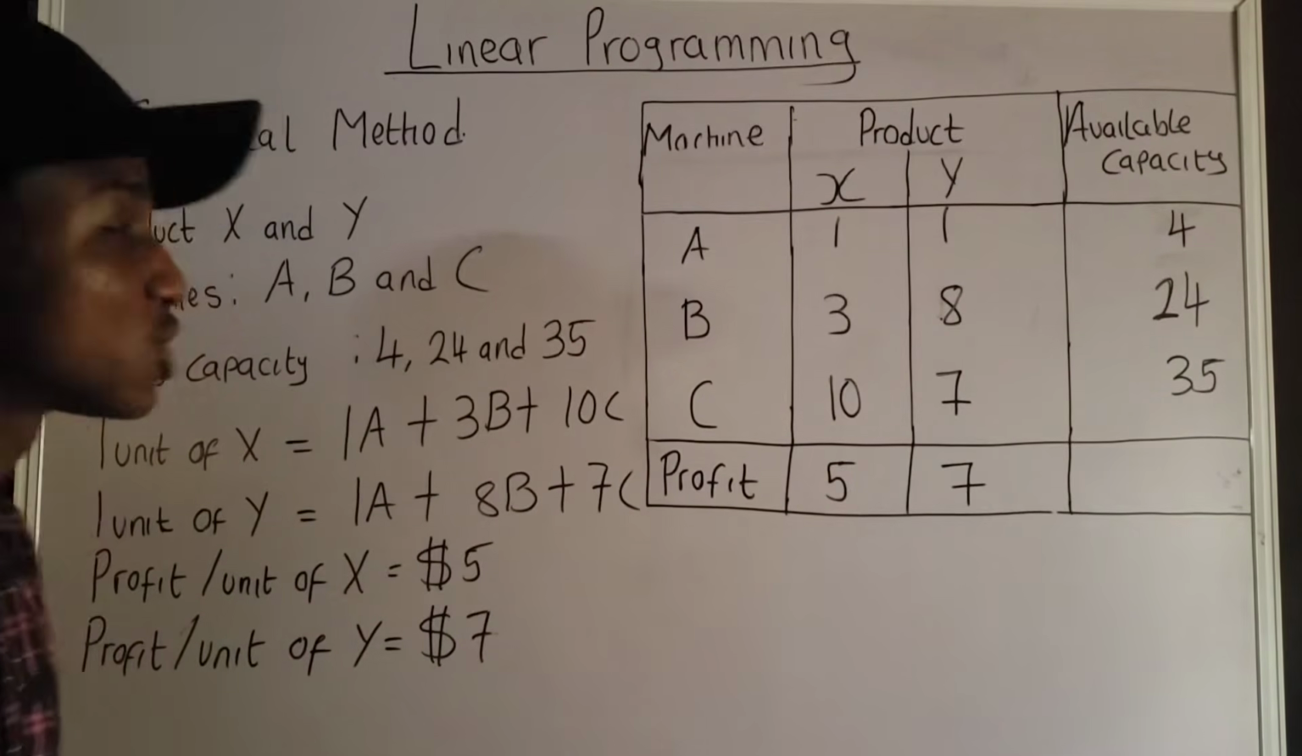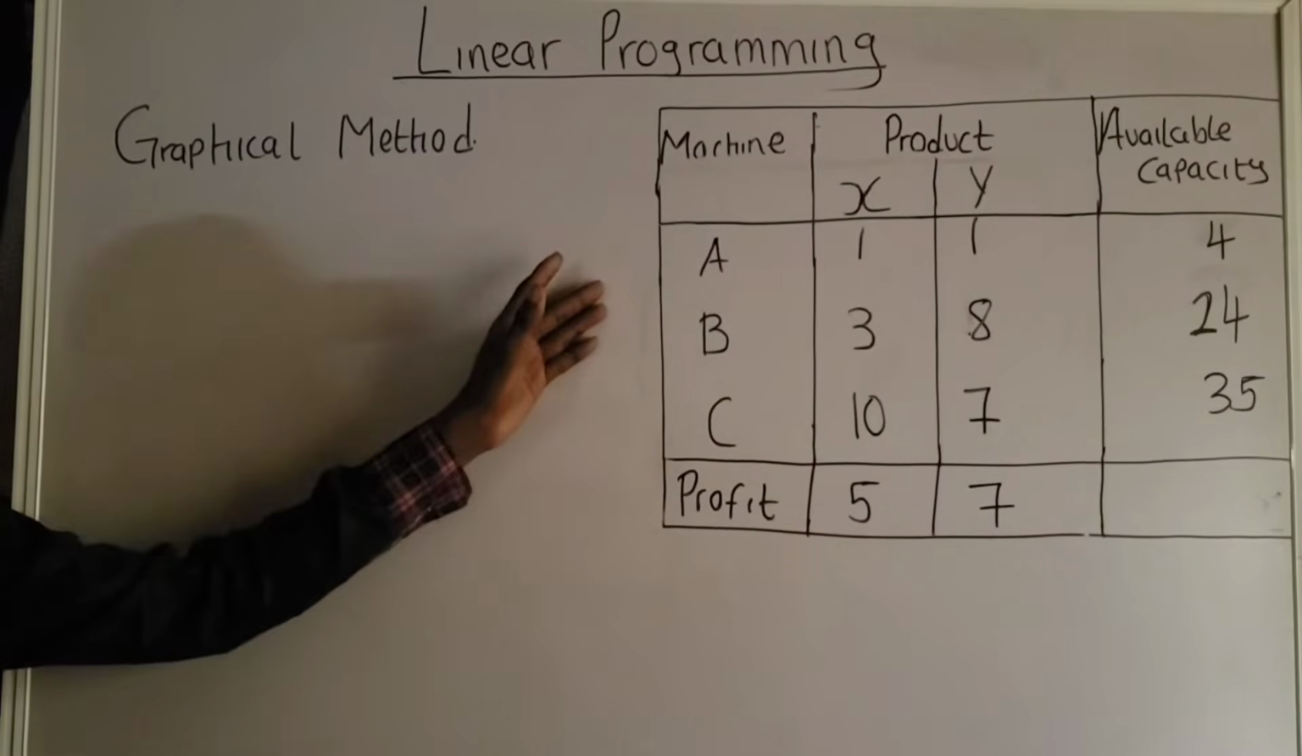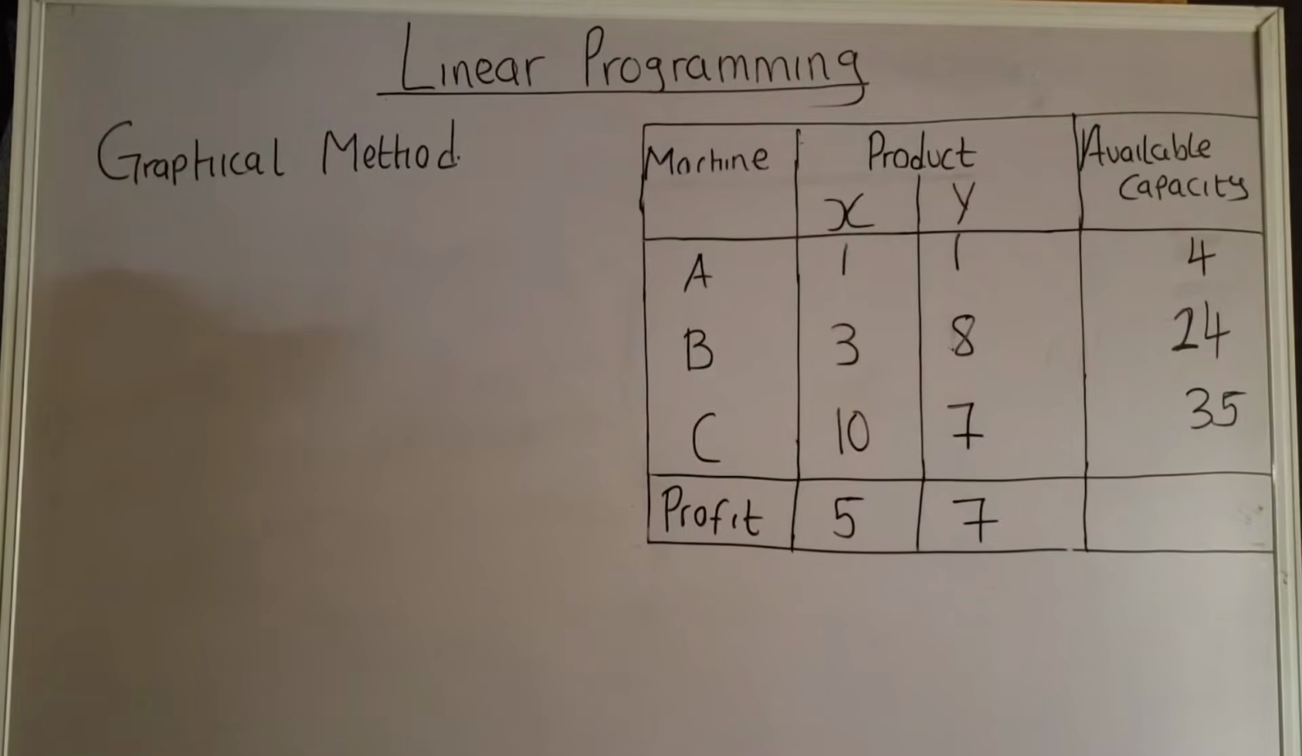The next step is to now formulate the inequality, that is the objective function and the constraint. You understand? We have to formulate the objective function and the constraint because linear programming comprises of objective function and constraint. Okay, please. Now, having drawn out our table, the next step is to formulate the inequality equation, that is the objective function and the constraint.